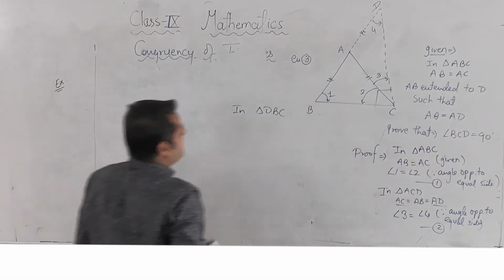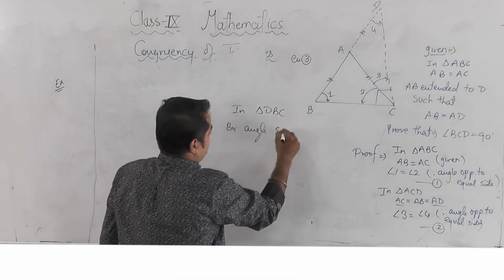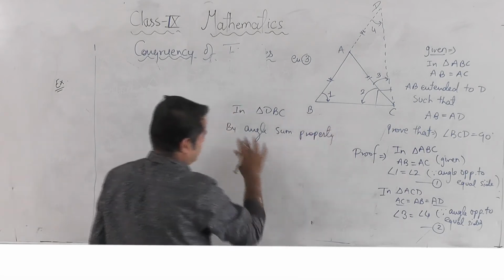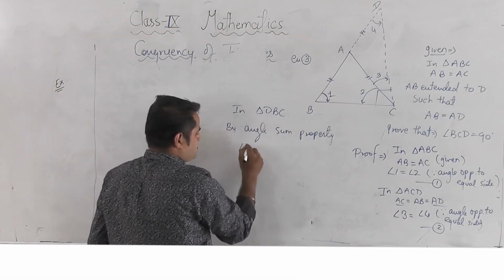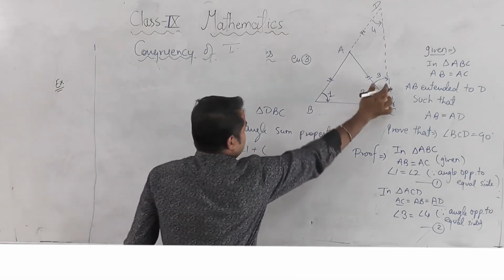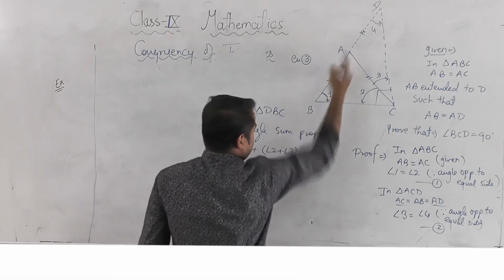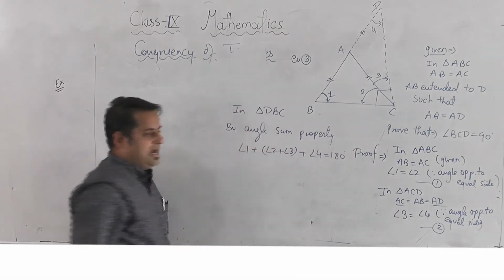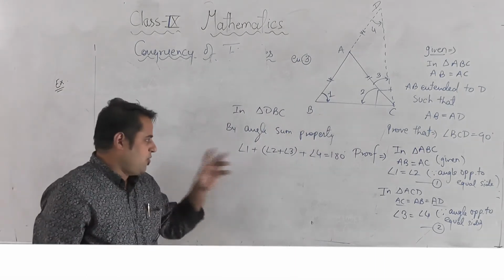So in triangle DBC, by the angle sum property. Okay, so I am going to apply this property, the angle sum property. Let's see what that property says. This angle 1, this 2 and 3, and that another angle 4. All these angles added up sum up to 180.